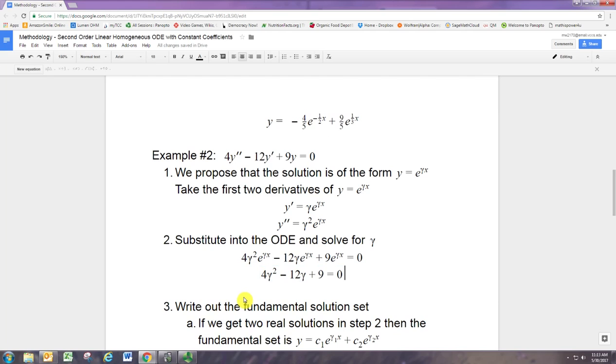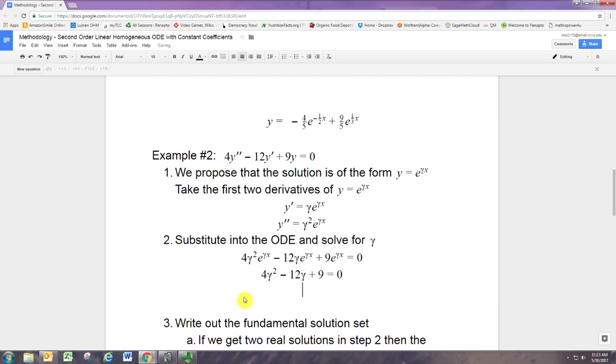And that's actually a perfect square trinomial. So that will result in having one solution, because we get both factors being the same, and either one set equal to 0 will tell you that gamma is 3/2.